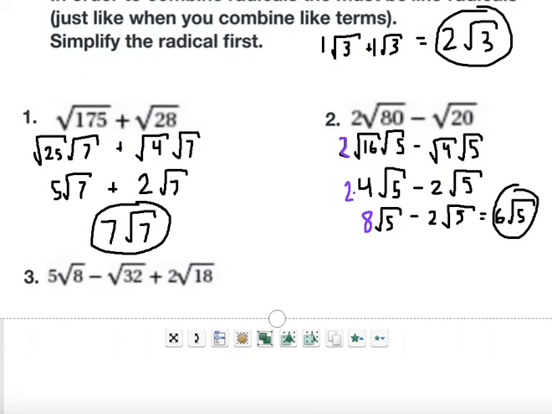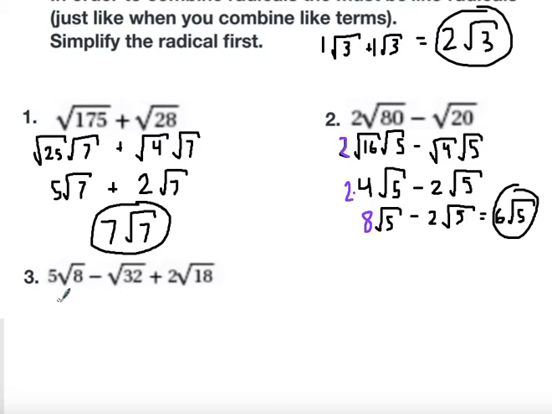So let's do this one as our last one. So square root of 8 we can break down into 4 and 2. Square root of 32 we can break down into 16 and 2. Oh, look at that. They all have some 2's in common. And this 18 can break down into 9 and 2. Look at that. They all have a lovely 2 in common. So that's why they're in common. Now, if they're not in common, okay, that means they can't combine.